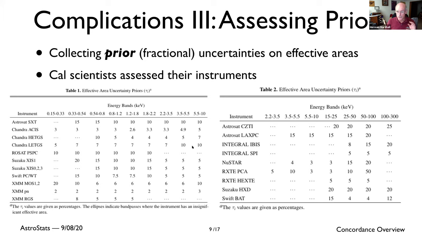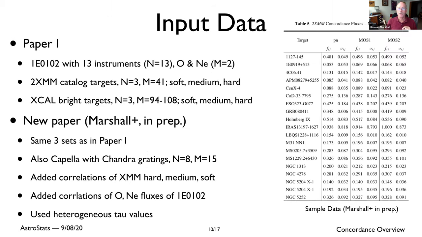Okay, so we have tau values for all these different instruments. And then let me see, what do I have coming up next? We need data. Okay, so this is an example of a data set that one of our collaborators provided, Matteo Guainazzi. What we have is a flux for lots of different targets from a catalog. We have uncertainties on those fluxes. These are just purely photon statistics. Different instruments. And so now we can compare.